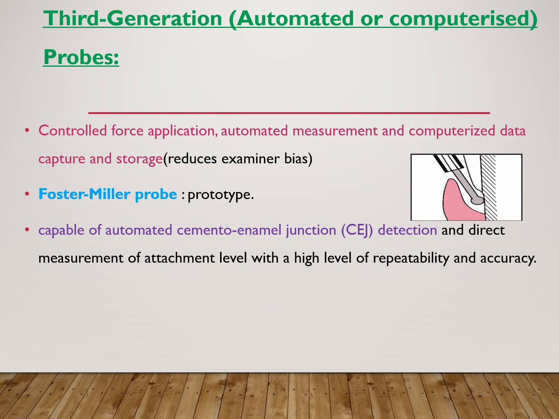So to overcome these limitations, third generation probes were developed, which are also known as automated or computerized probes. They have controlled force application along with automated measurement and computerized data storage and capture. This reduces examiner bias. The prototype is the Foster-Miller probe.